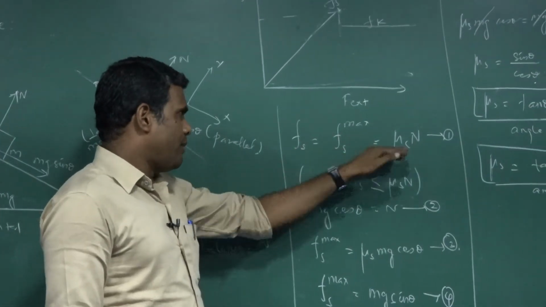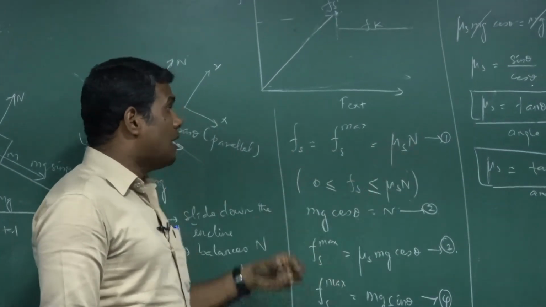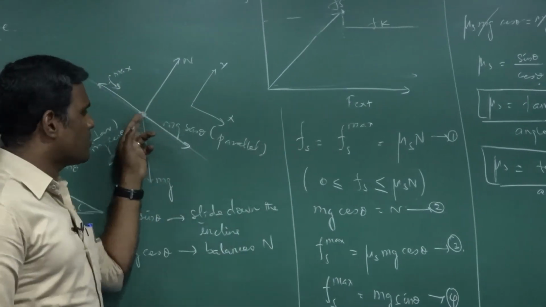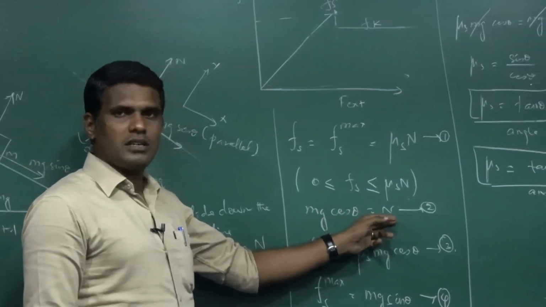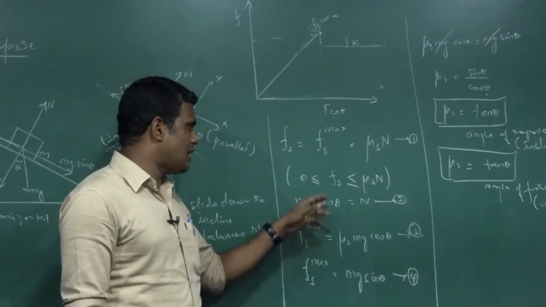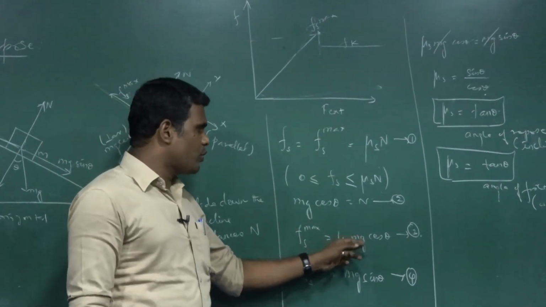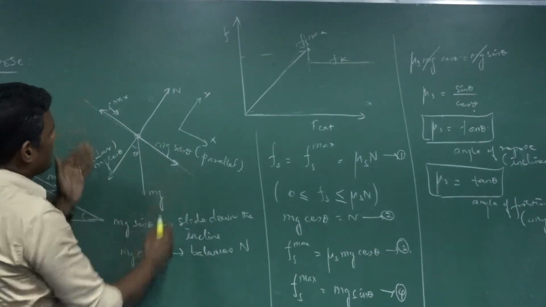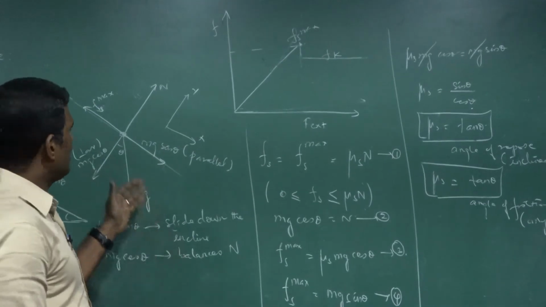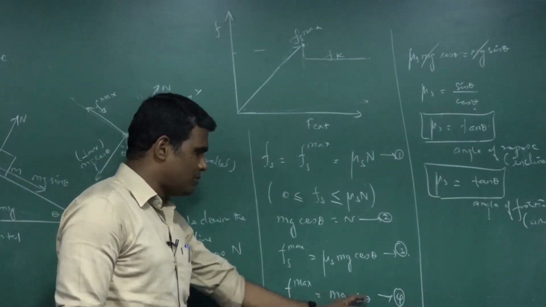So this is one way where the normal reactive force can be calculated from the diagram. When you compare the vertical components, we can write mg cos theta is equal to N. So N is mg cos theta. Fs maximum is equal to mu s mg cos theta. This is one equation. Also from the diagram, when comparing the parallel components to the inclined surface, we can write Fs maximum is equal to mg sin theta.